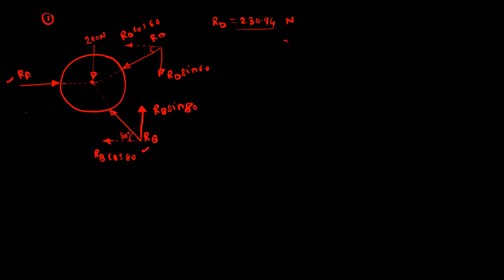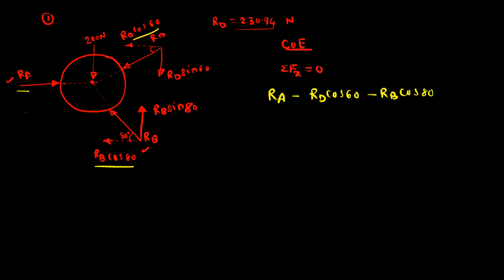So now you can apply conditions of equilibrium. First is summation Fx equals 0. So for summation Fx, this reaction RA is exactly horizontal. Okay. So RA, then RD cos 60 in the negative x direction and RB cos 80. Again, it is negative. It is equal to 0.